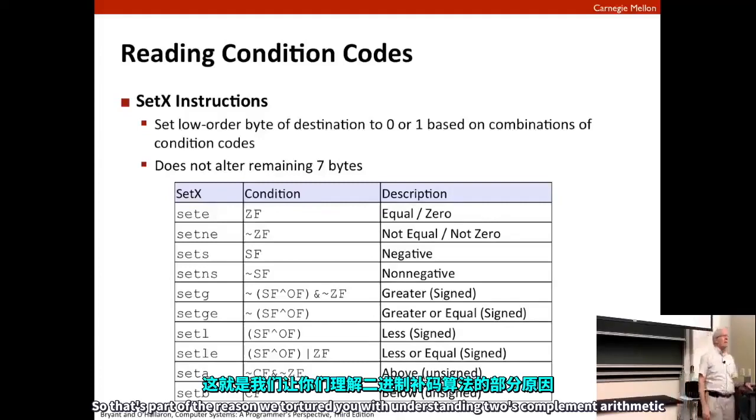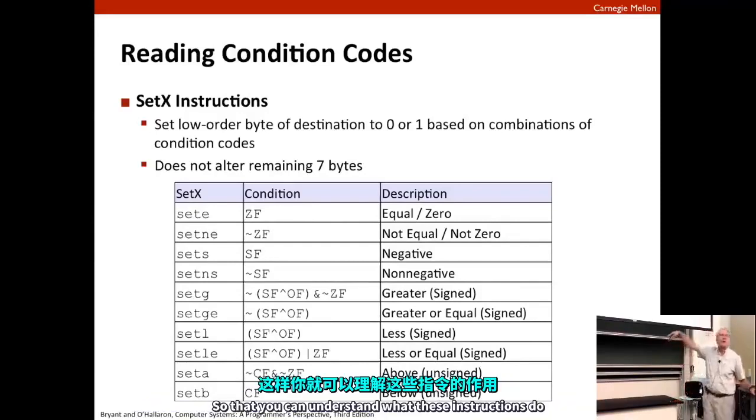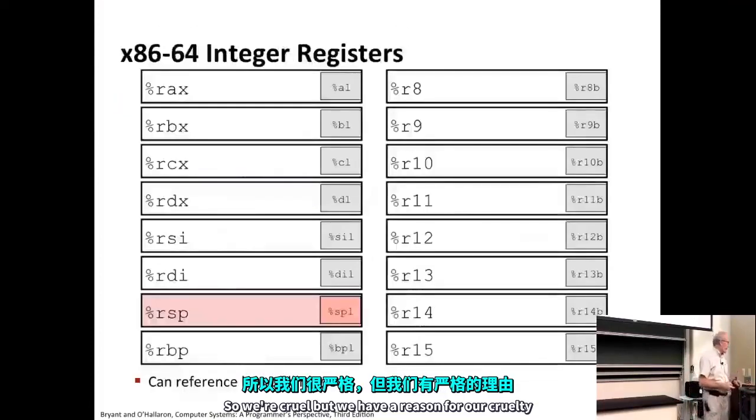So that's part of the reason we tortured you with understanding two's complement arithmetic and how you compare results, and making you understand the bit level behavior so that you can understand what these instructions do. So we're cruel, but we have a reason for our cruelty.